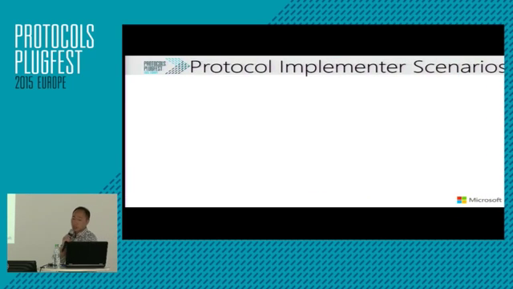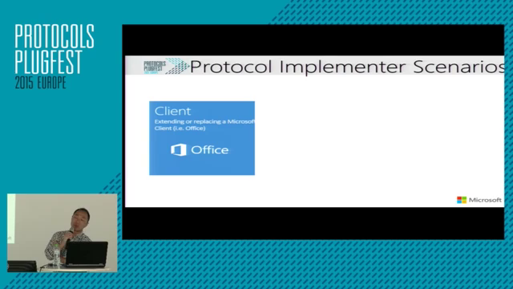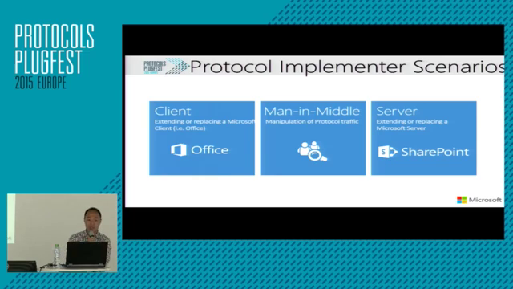Protocol test suite scenarios. We see that there are three kinds of scenarios for how people integrate or interop with Office. One is with customers, or actually partners, building clients that extend and replace the Microsoft client, like replacing Office or doing other stuff. And then we see the man-in-the-middle solution, where they will build a device or something to sit in the middle on the network, or they will do a server replacement, like replacing SharePoint or Exchange.